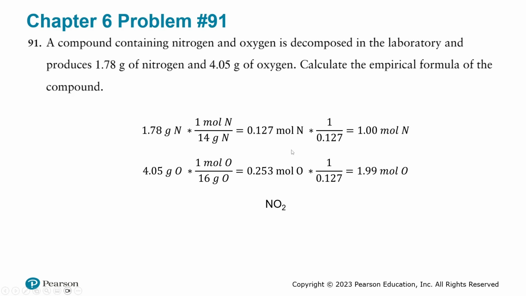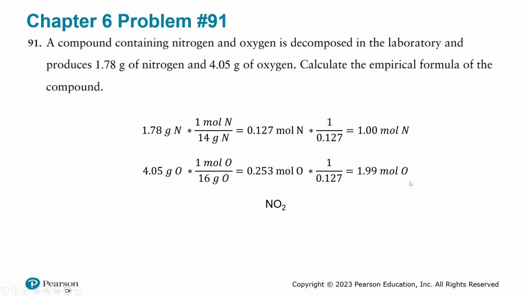In this case, we're going to cross-cancel our number, and we're going to be just left with 1 mole of nitrogen. We're not crossing out the units, which is our normal go-to. Now we're crossing out the number to normalize the number to 1. We have 1 mole of nitrogen. If we do the same thing to oxygen, because 0.127 is smaller than 0.53, we get 1.99 moles of oxygen. Now, that's so close to 2 that we're going to round it up to 2.